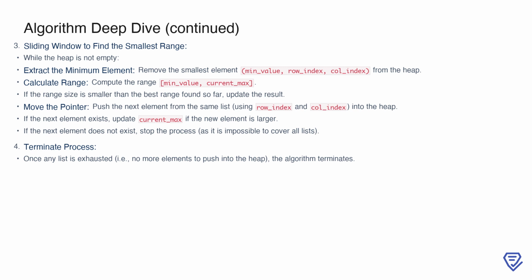Once the heap is initialized, we move to the sliding window process. While the heap is not empty, we extract the smallest element from the heap, which gives us the left boundary of the current range. Using this, we compute the range [min_value, current_max]. If this range is smaller than the best range found so far, we update our result. To move forward, we push the next element from the same list into the heap, using the row_index and col_index of the extracted element. If the new element is larger than current_max, we update current_max. However, if there are no more elements in the list, the process stops because it becomes impossible to cover all k lists in the range.